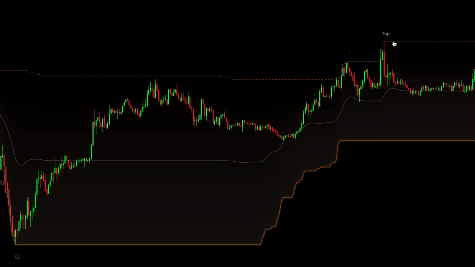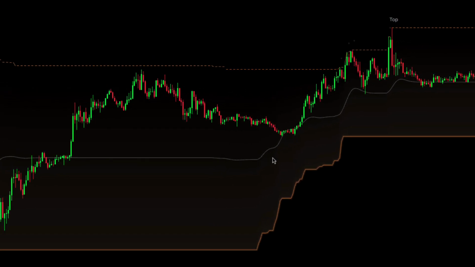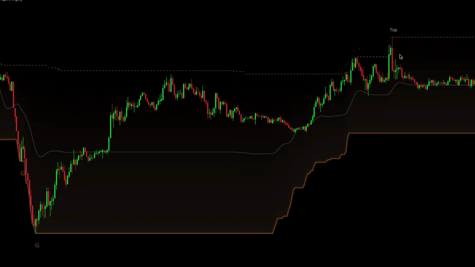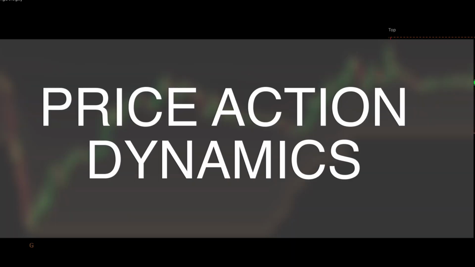This is the top label and this is the bottom label. Whenever you see this, it basically means that the market is likely reaching a high probability top or an overbought zone. It signals a potential reversal to the downside, making it a good point to consider exiting long positions or entering short positions. This label is based on price action dynamics that indicate market exhaustion or resistance.